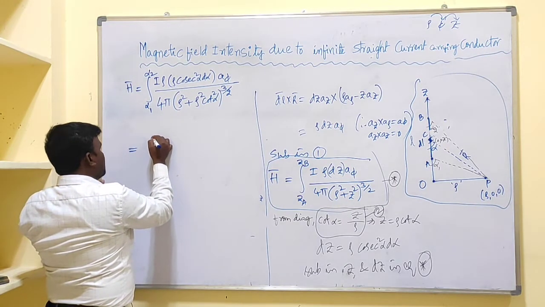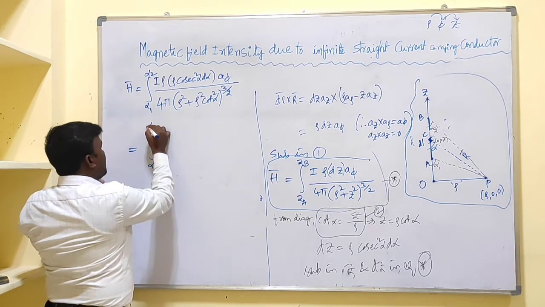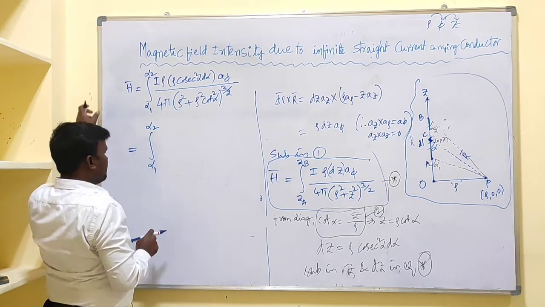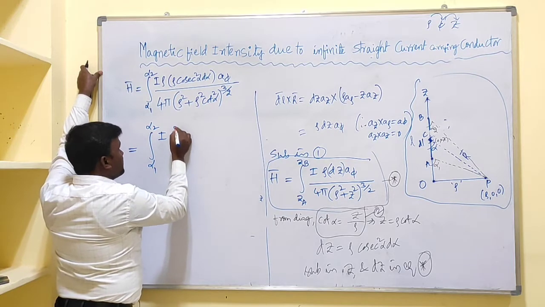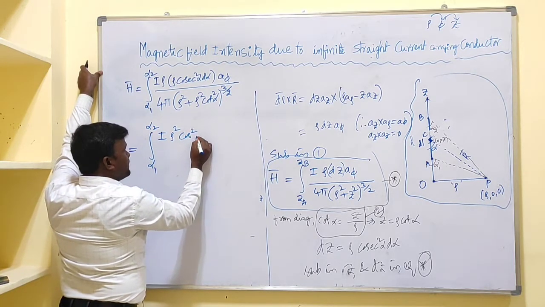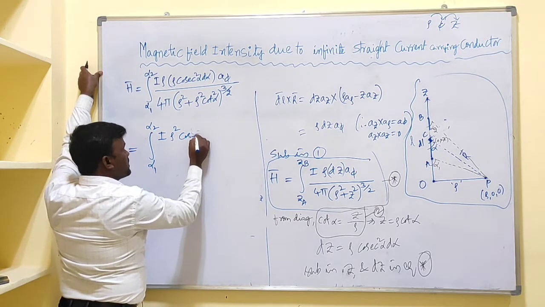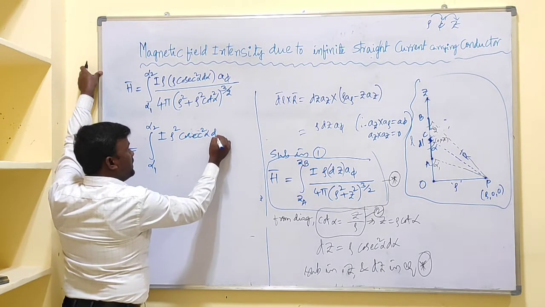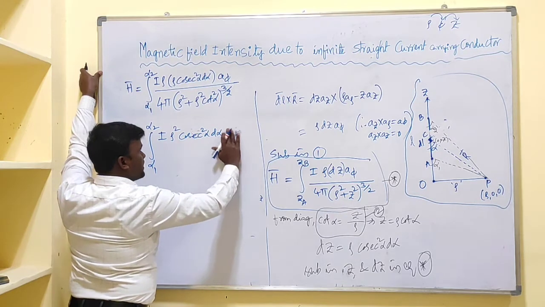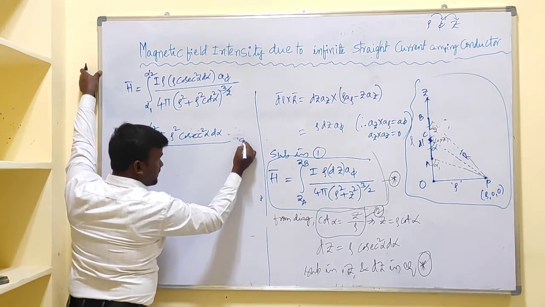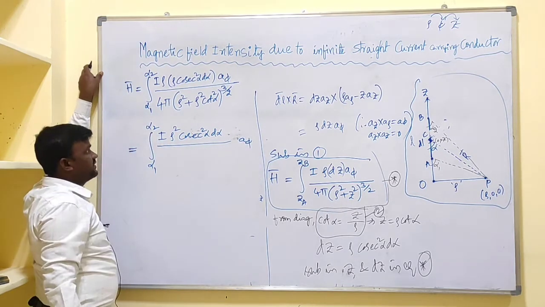That is the integral from alpha 1 to alpha 2. Integration is from alpha 1 to alpha 2. I into rho, that is rho square cosecant square alpha d alpha into a phi, the unit vector that indicates the direction, over 4 pi.